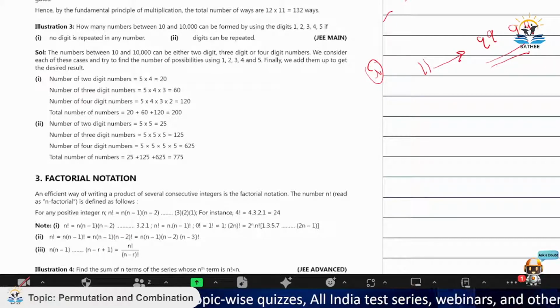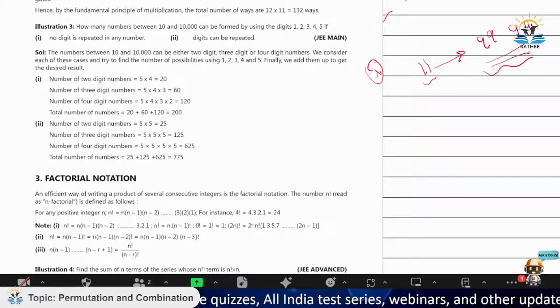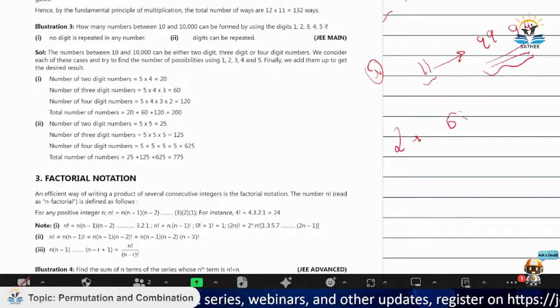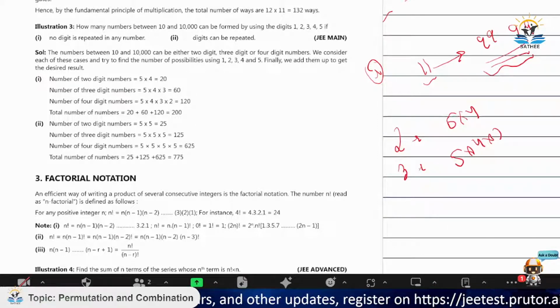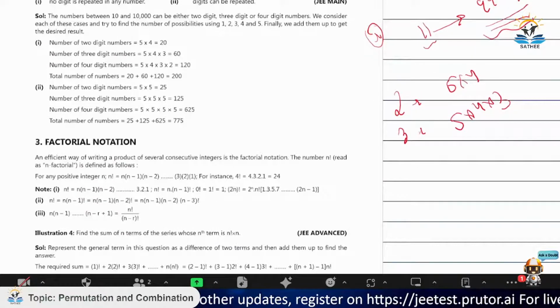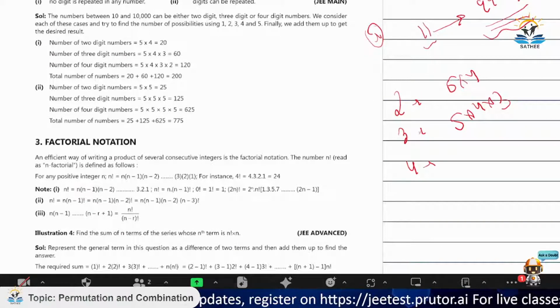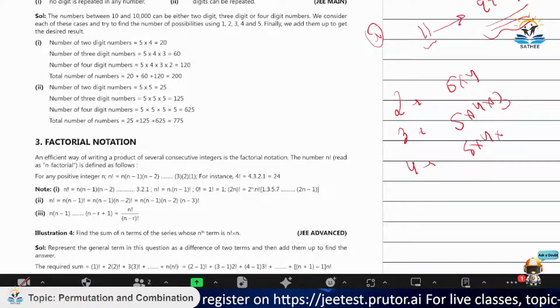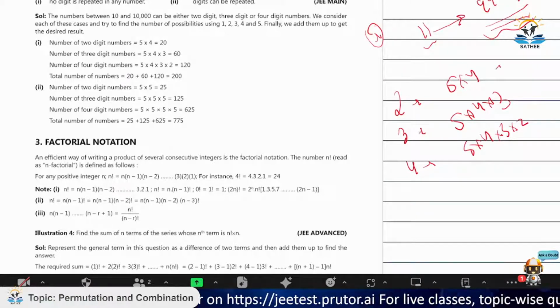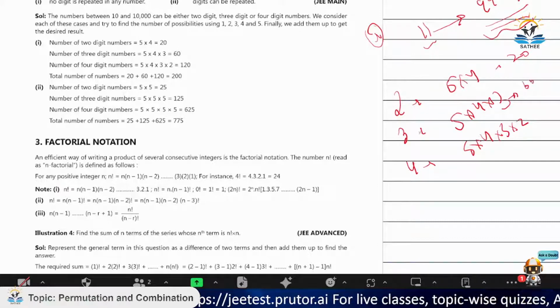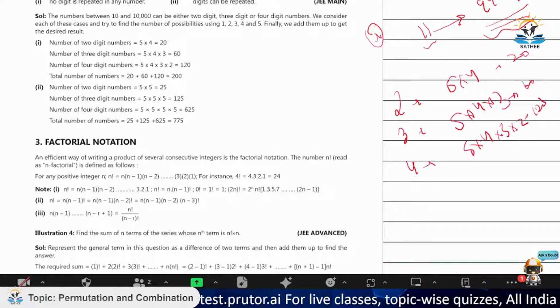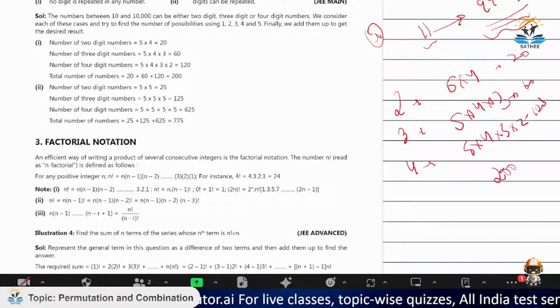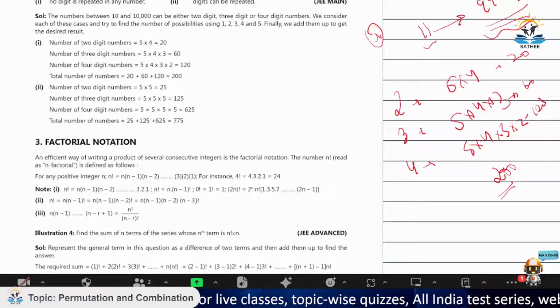So let's see. That means I can take two-digit numbers up to four-digit numbers. For a two-digit number, what do we have? We can take any number and the rest is this. For three-digit, we have 5, 4 into 3 with no repetition. I'm talking about no repetition here. And for four digits, I can also take any number here, so 5, 4, 3, and 2. This gives me 20. This gives me 60. This gives me 120. And the sum is 200. So there are 200 ways here for the first case.